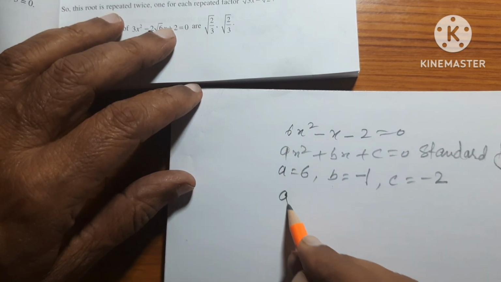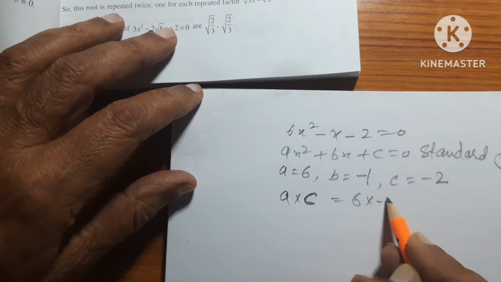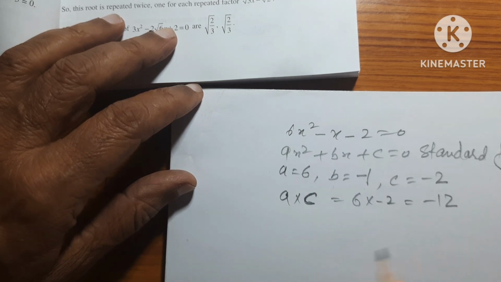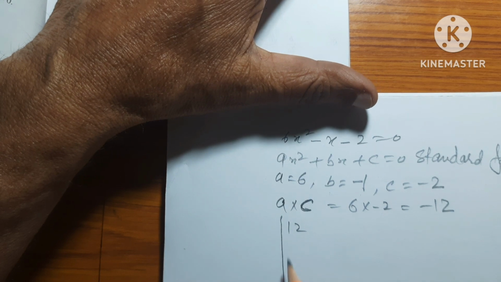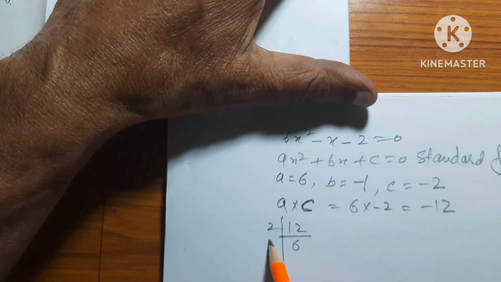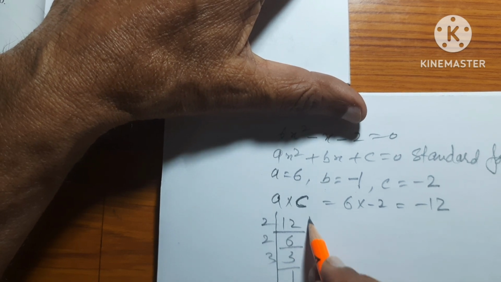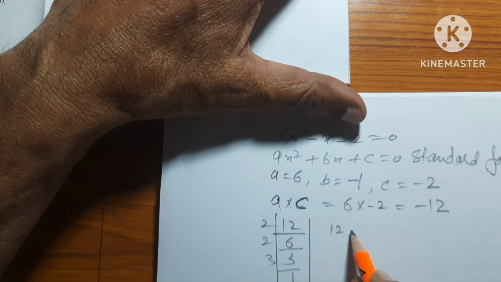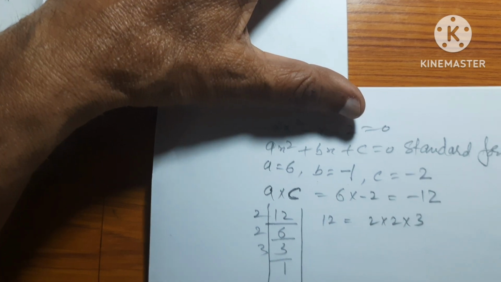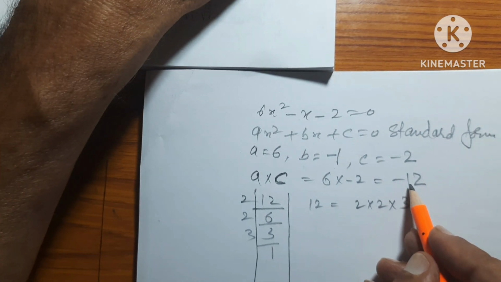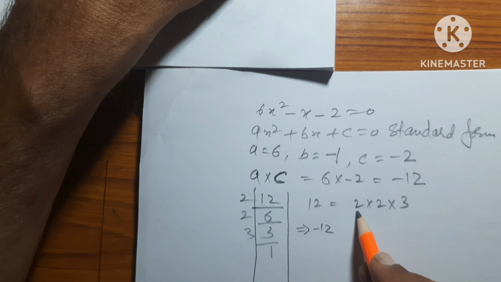First step is multiply a with c. a with c, that means 6 into minus 2 is equal to minus 12. Now we have to find the factors of 12. Prime factorization: 2, 6, 2, 3, 3, 1. So the prime factors of 12 are 2 into 2 into 3. But it is minus 12. So how can I get minus 12 over here? I have to put minus.